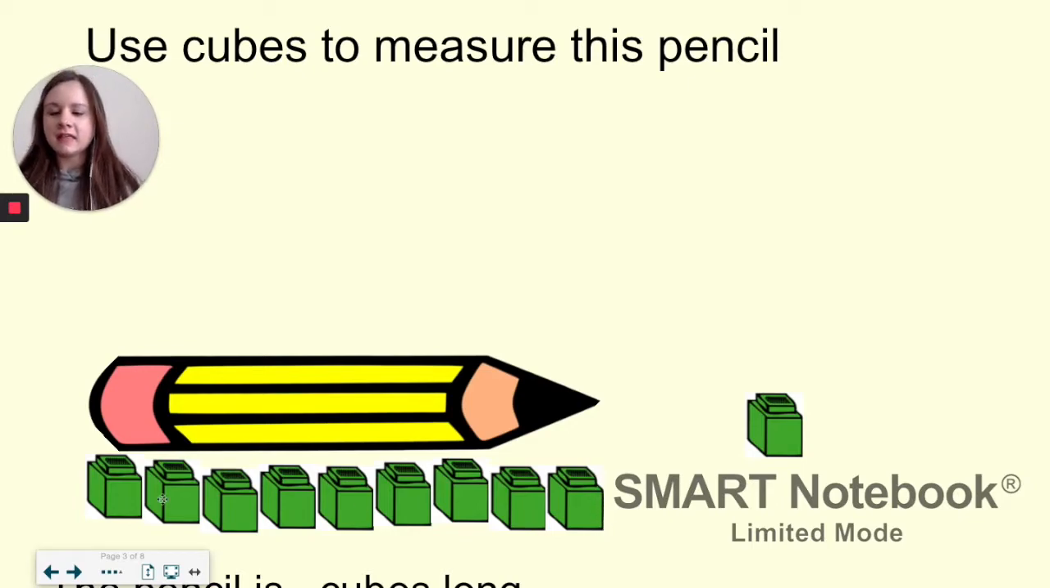So we'll count that together again. 1, 2, 3, 4, 5, 6, 7, 8, 9. The pencil is 9 cubes long, and as you can see there are no gaps between my cubes. So if I had a gap like that, that's not very accurate because we have some space.